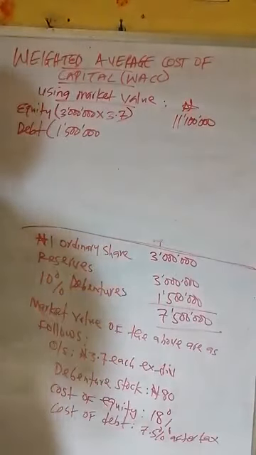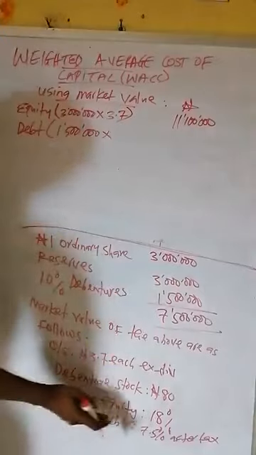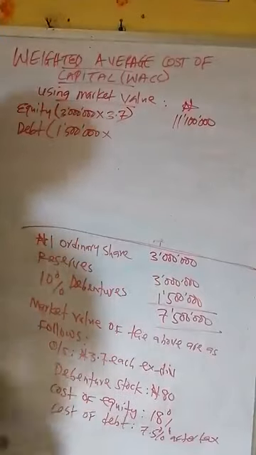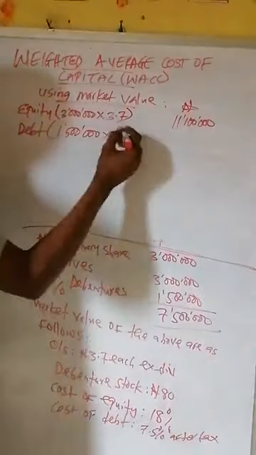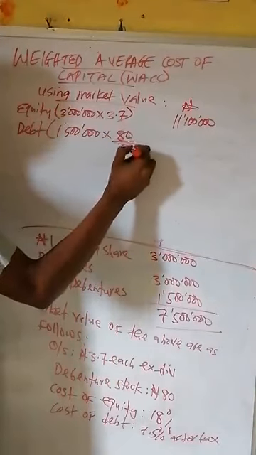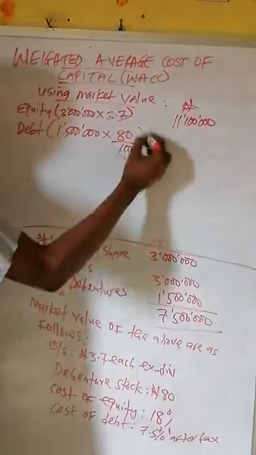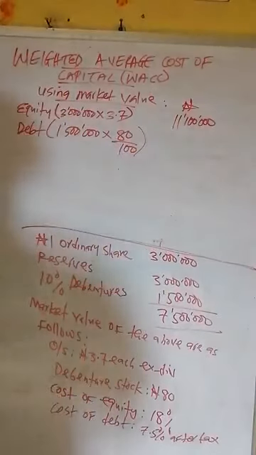You can solve this using two methods anyway. I'll just show you the second one. 1.5 multiplied by the market value. It is selling at 80 naira, so divided by 80 over 100. So let me show you the second one. You see, you are still going to arrive at the same answer.